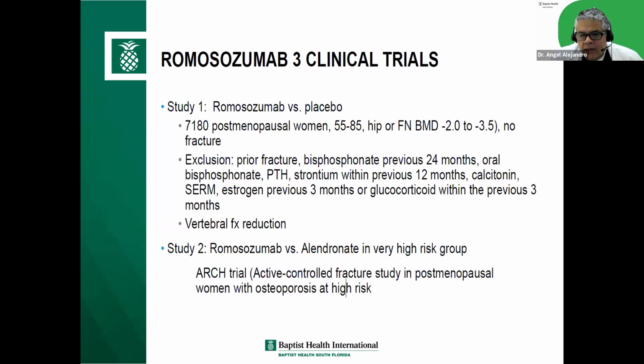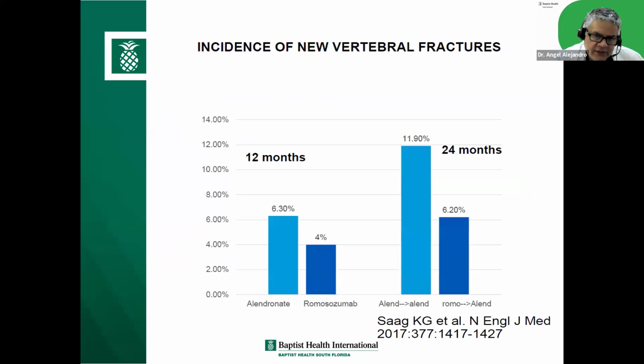denosumab. And then finally, this is the data on romosozumab. This is the Evenity. I just wanted to show you this because it is a game changer. I mean, this is going to be the future. You give them this medication for 1 year. What you're looking at on the left is alendronate versus Evenity, and you see a significant reduction in vertebral fractures.